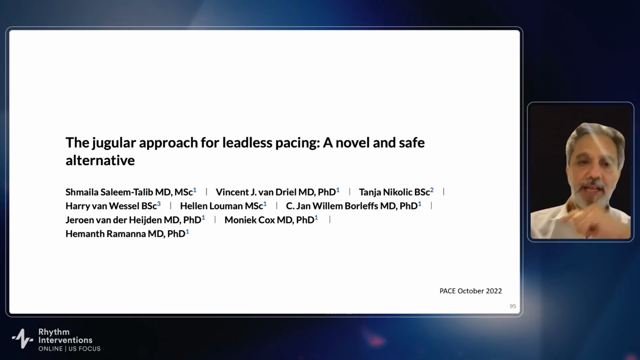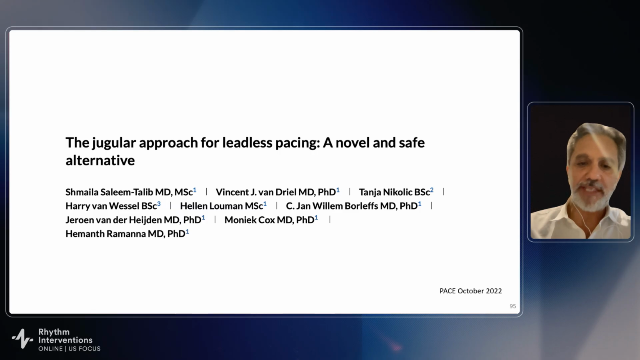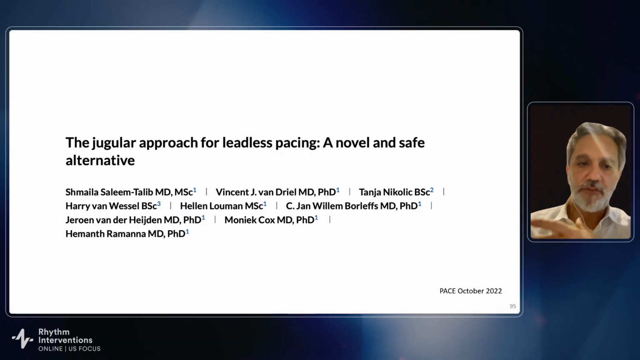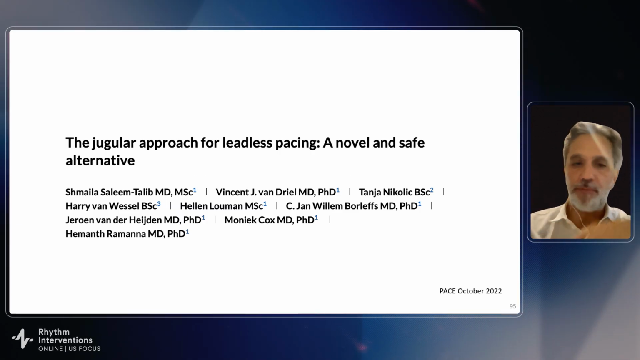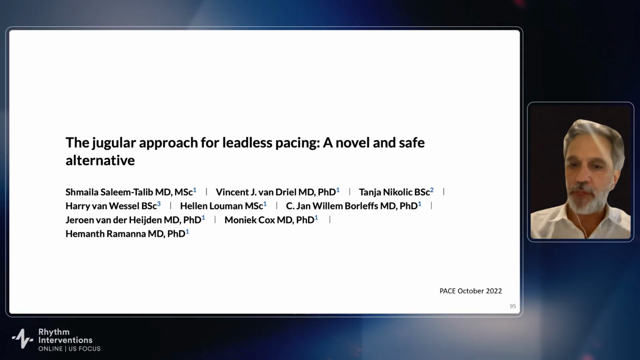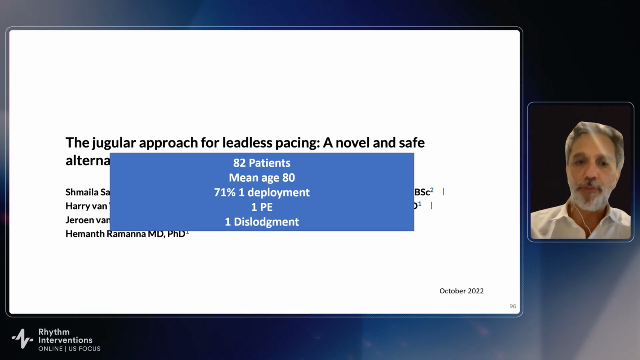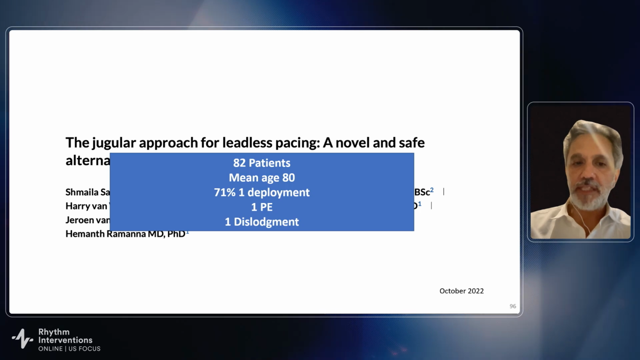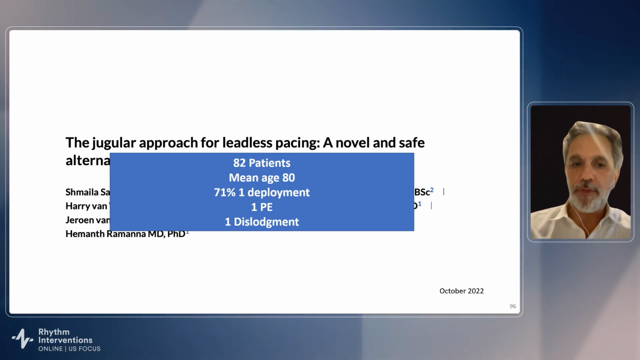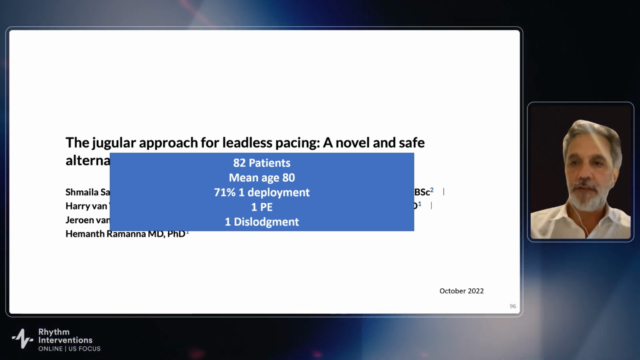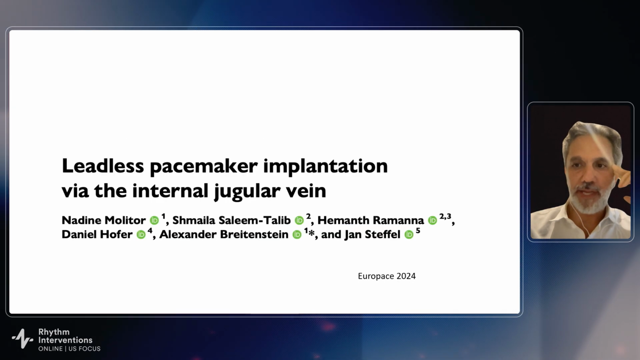So what is the data behind the IJ access? The largest series is from The Hague, Dr. Salim Talib. She presented their early experience a few years ago: 82 patients, mean age 80, 71% with one deployment only, one pericardial effusion, one dislodgement as complications.